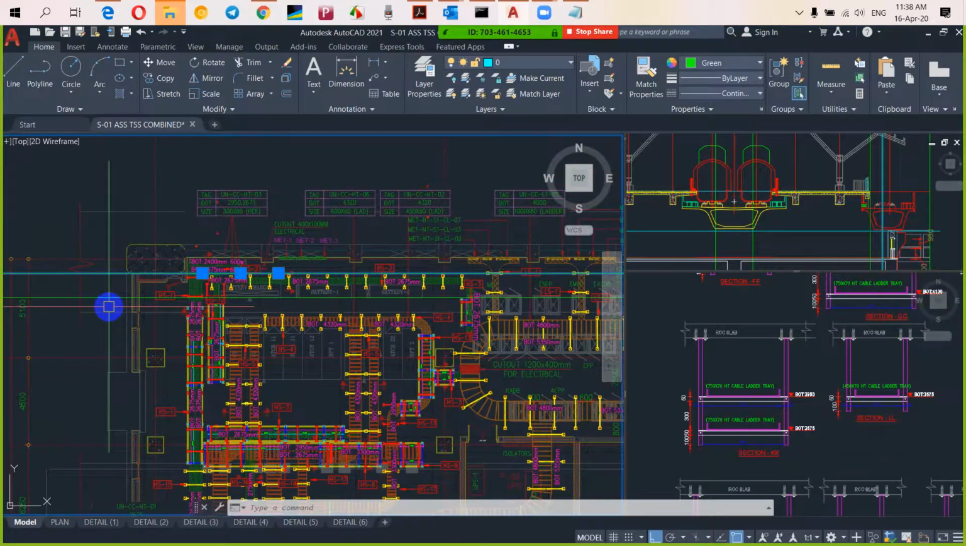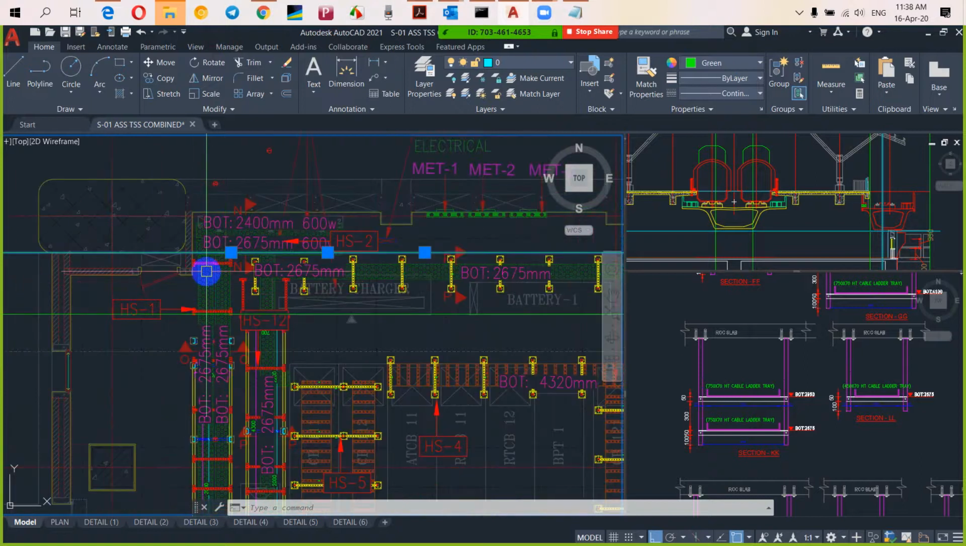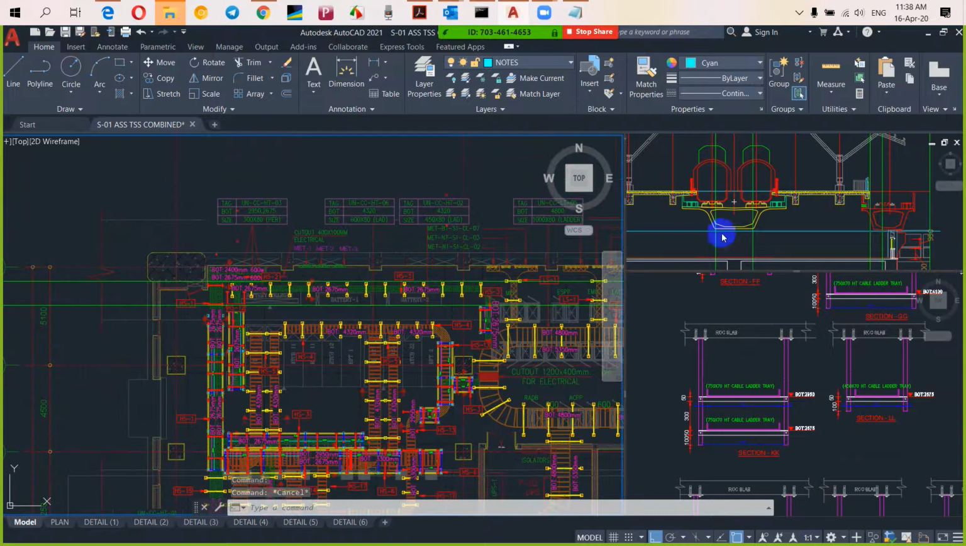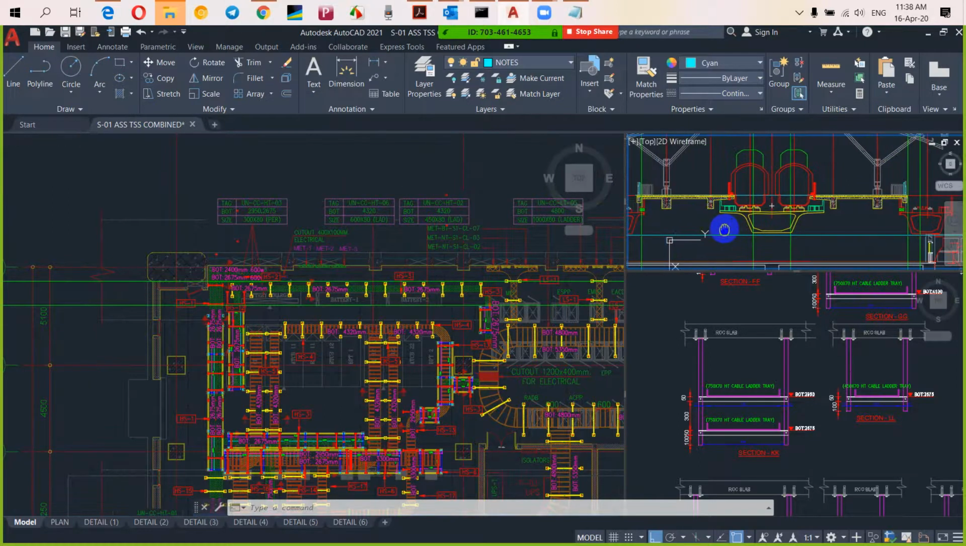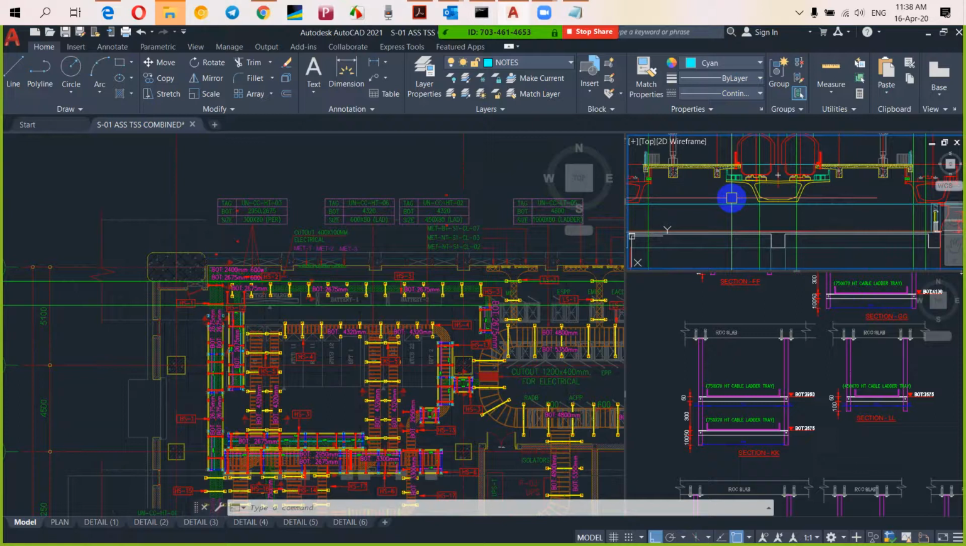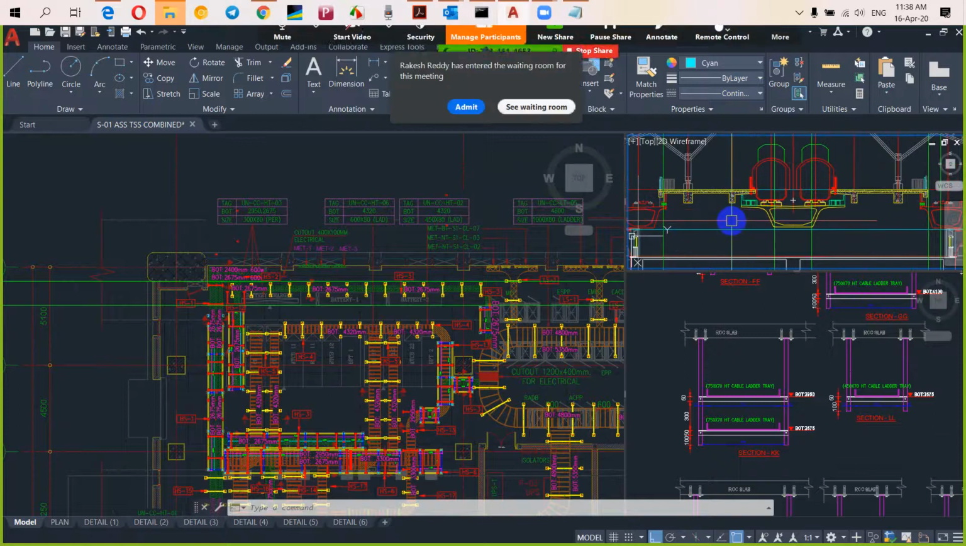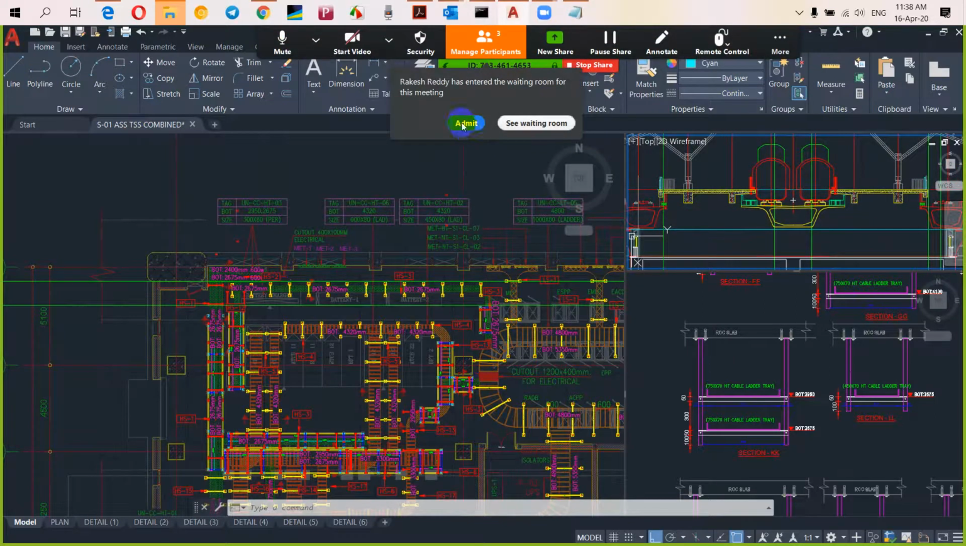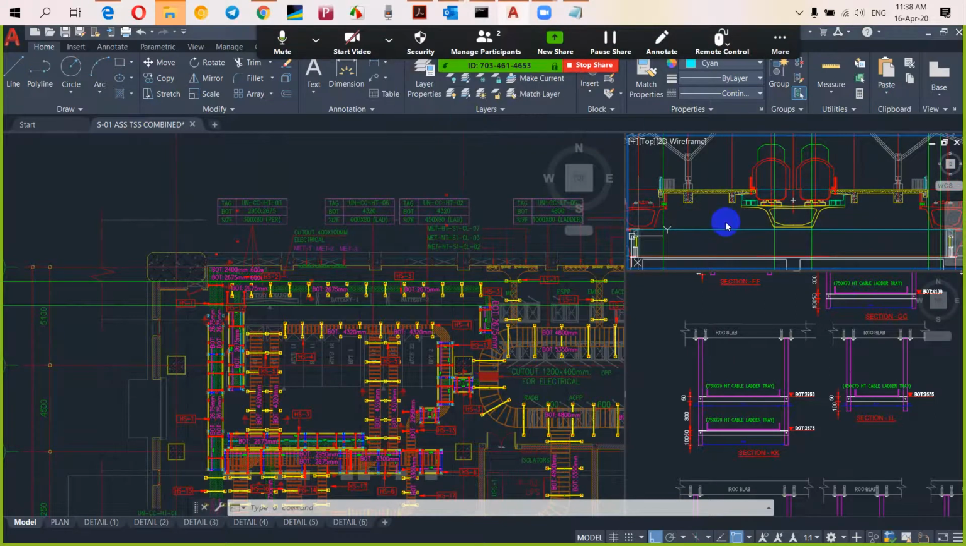Okay, fine. Meanwhile, we can discuss this part. No issue. So I start from one corner. Actually, in this station one, the scenario is a little different. Do you see my AutoCAD here? Yes, clearly I'm seeing. Okay, fine. So here, we have two extra viaducts.